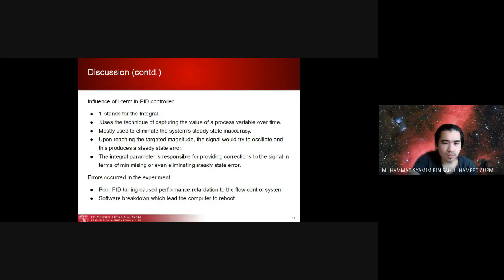The errors that we encountered in these experiments: the first one is poor PID tuning, which causes performance retardation to the system. The next one is the software breakdown, which led to a computer reboot. For the second one, we cannot really do anything other than restarting the computer.